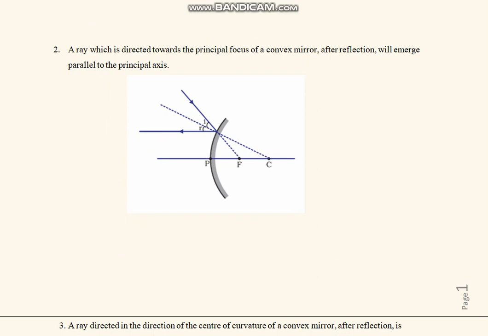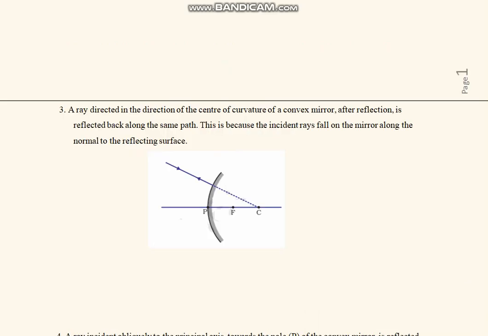The second rule states that a ray which is directed towards the principal focus will emerge parallel after getting reflected from the convex mirror. Again, following the laws of reflection, that is angle I is equal to angle R.